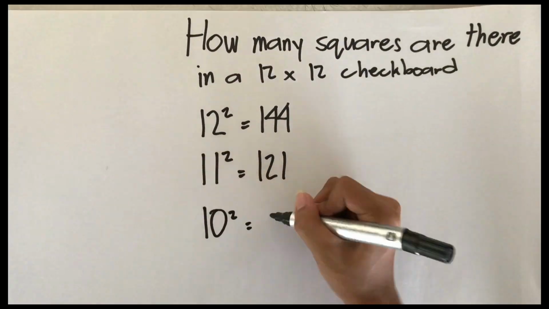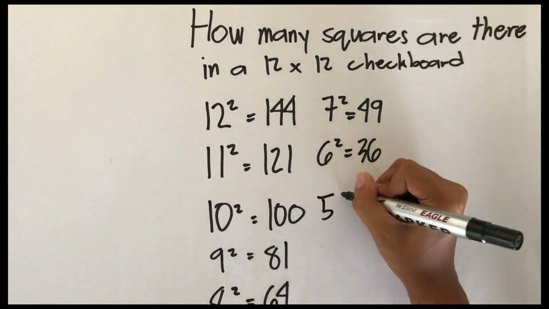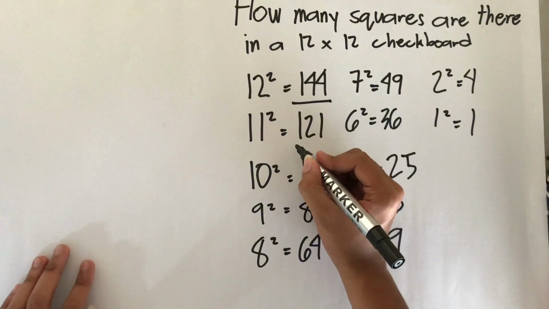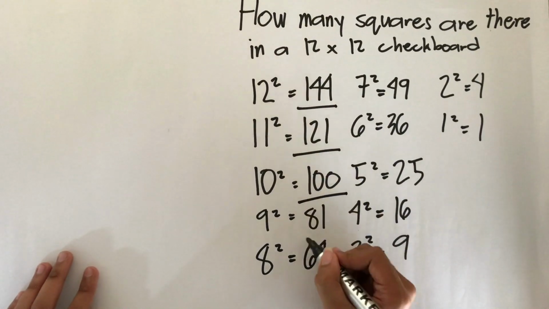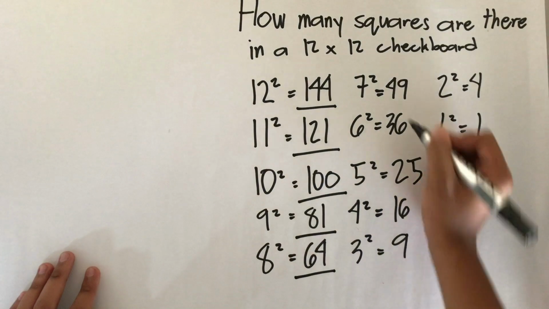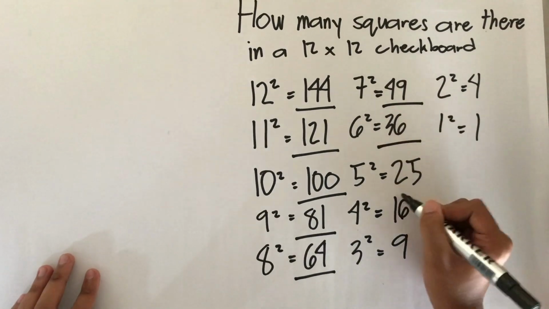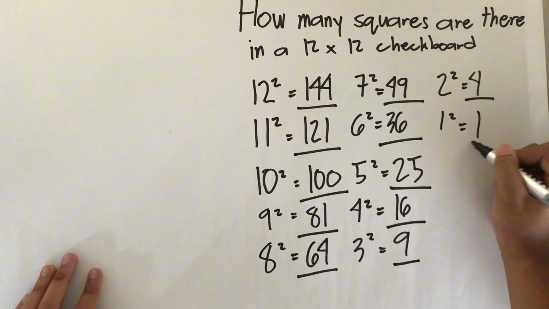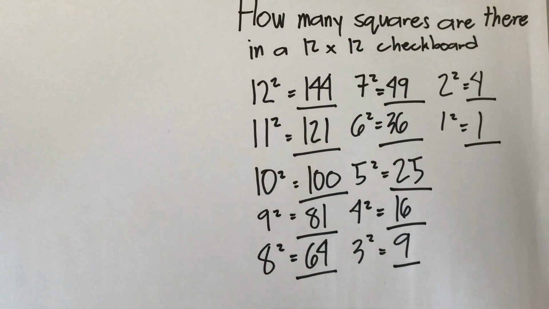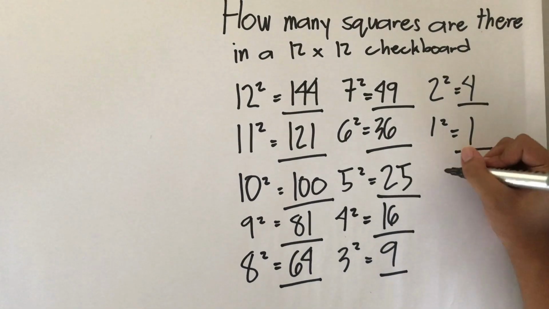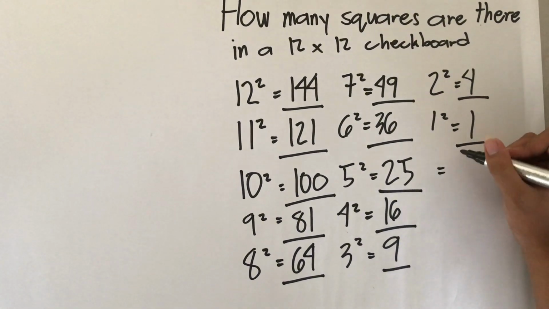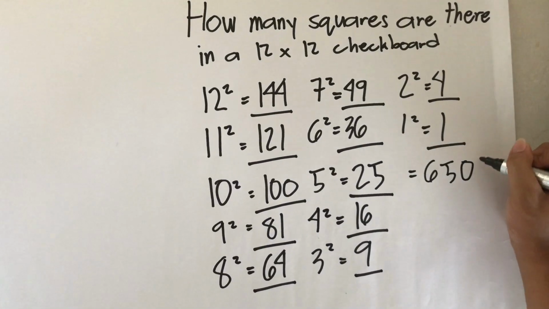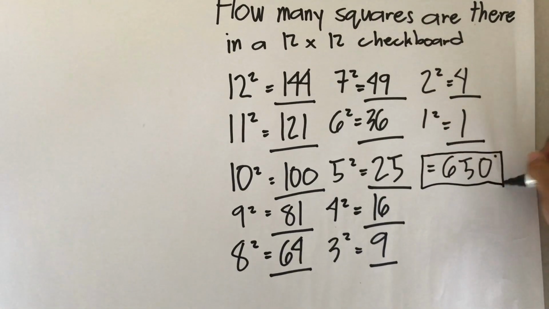To ascertain our grand total, we simply sum the squares of all sizes. So 144 squares plus 121 squares, plus 100 squares plus 81 squares plus 64 squares plus 49 squares plus 36 squares plus 25 squares, 16 squares plus 9 squares, 4 squares, and lastly 1 square. So adding up these figures, we arrive at the astonishing revelation that the total number of squares of all sizes on a 12 by 12 chessboard or checkboard is 650.